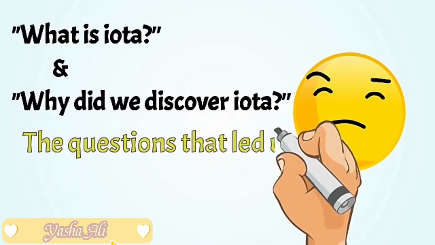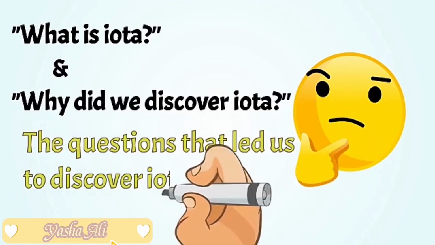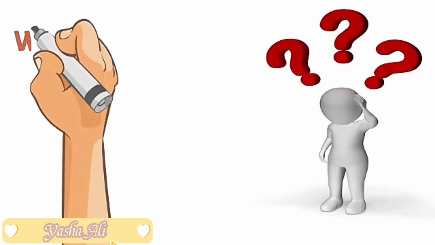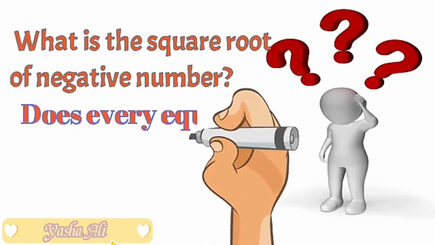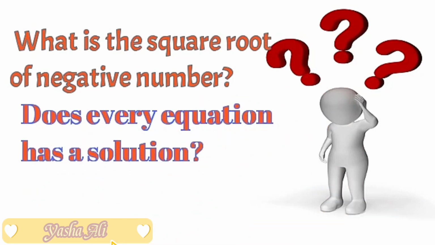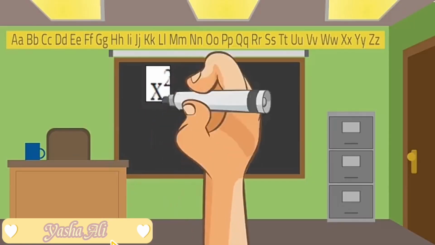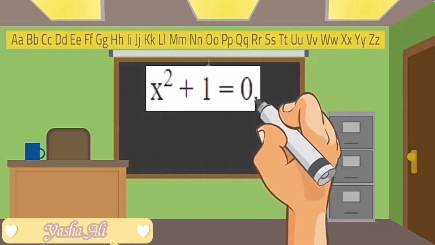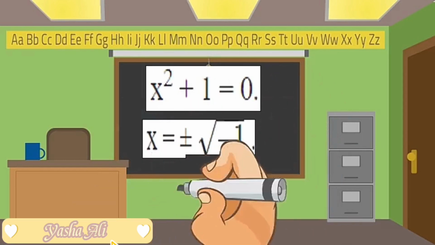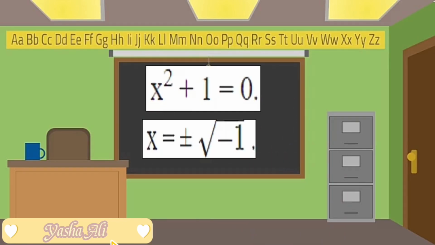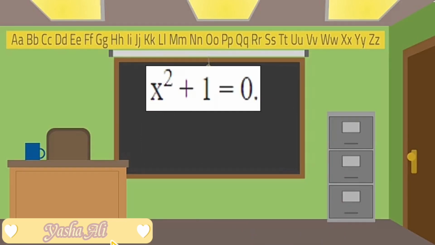The questions that led us to discover iota were: what is the square root of a negative number? Does every equation have a solution? Well, look at an equation like this. It has a solution x equals plus minus radical minus 1. But what is the square root of a negative number? It's not on the number line, so does it exist?